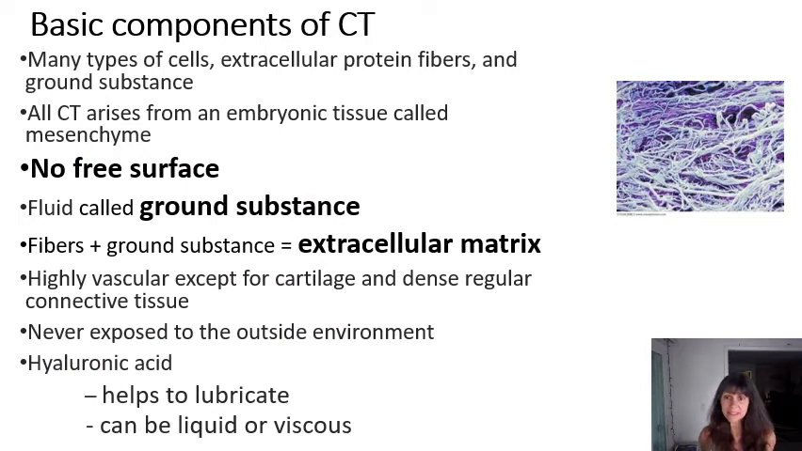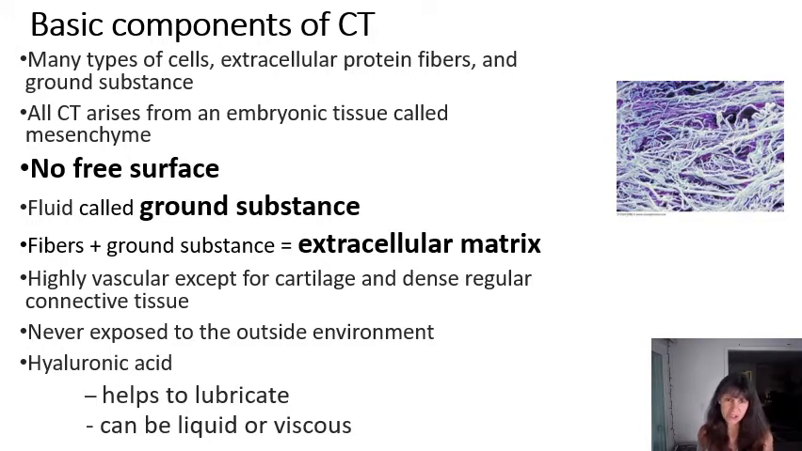There are 3 basic components of connective tissue, including cells, extracellular protein fibers, and ground substance. All connective tissue is going to arise from embryonic tissue called mesenchyme. Connective tissue doesn't have a free surface because it connects things together. The fluid surrounding the cells is referred to as the ground substance. The combination of the ground substance and the fibers surrounding the cells makes up what's known as the extracellular matrix.